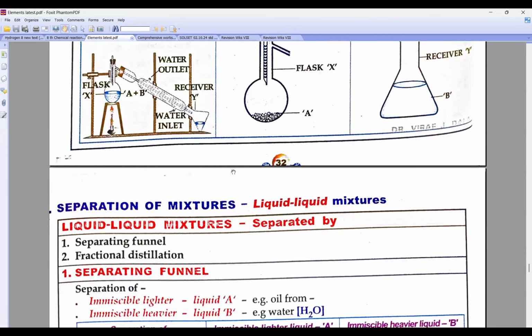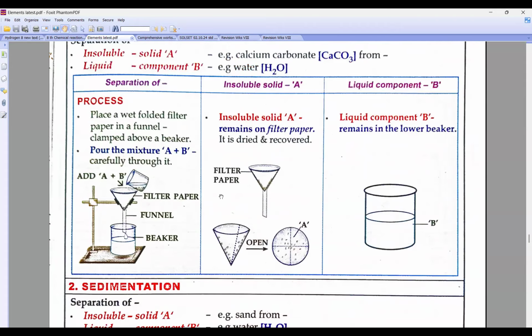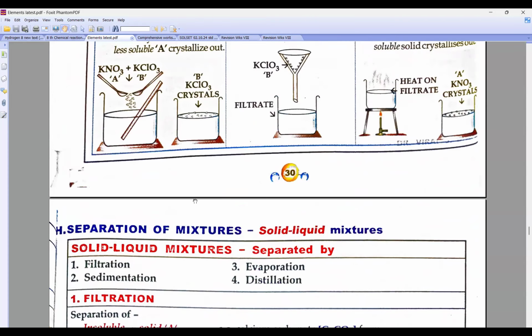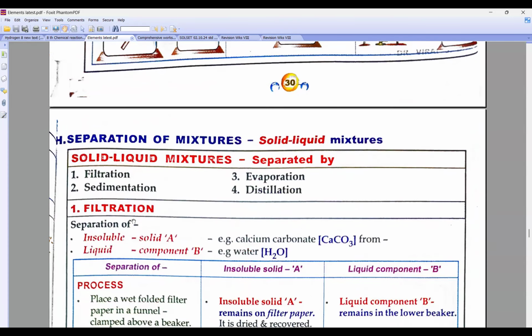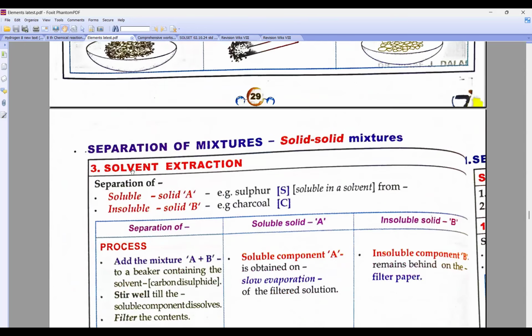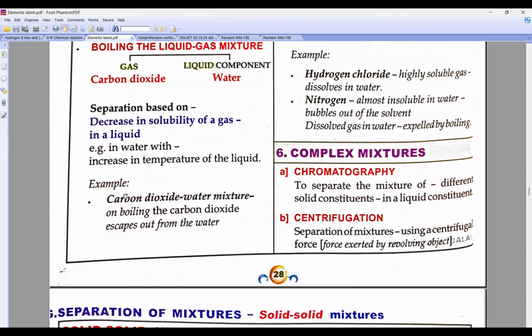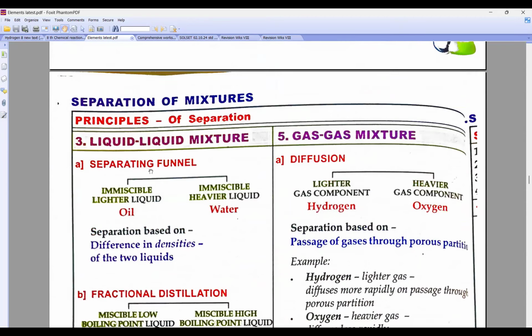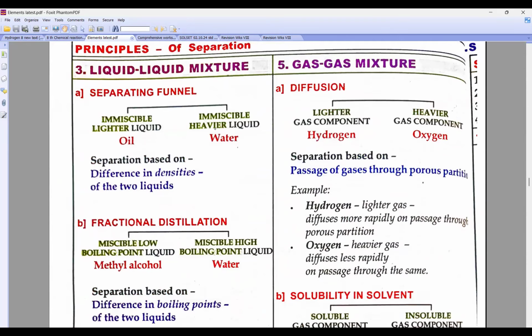Now where do we go, beta? We have done solid-liquid mixtures. For solid-liquid, first we did filtration. Then which one did we do? Sedimentation, evaporation and distillation. Now we are going to go for liquid in liquid. First of all, which apparatus do we have? Sir, we have the separating funnel.